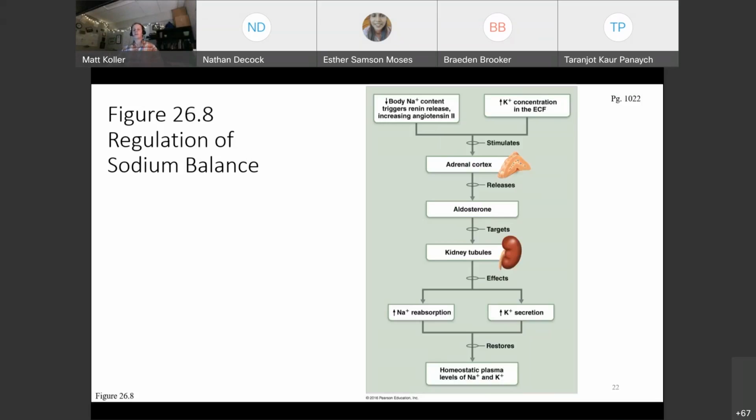But when you release aldosterone, it takes hours to days to take effect. This is one of the reasons why, if you exercise in a hot, humid environment, you want to give your body time to recover the fluid balance, okay?